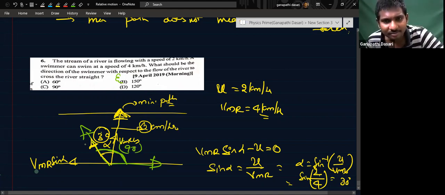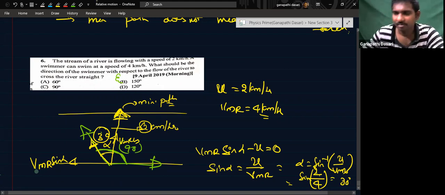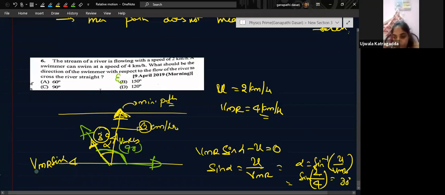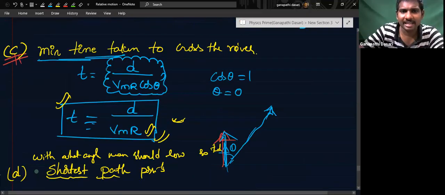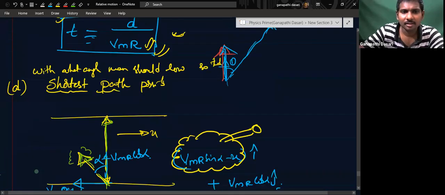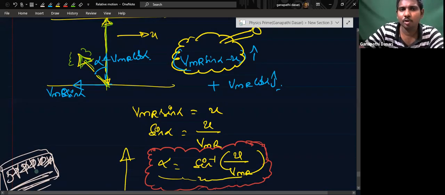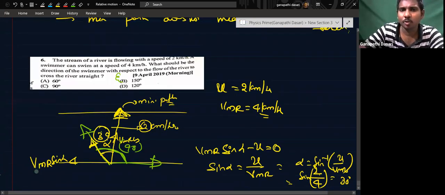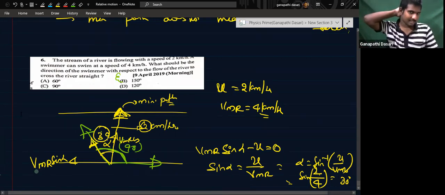Did you get the answer? Did you see the solution? This is similar to exactly this concept, the shortest path. Alpha is equal to sin inverse of U by V_MR, because he asked for a straight line. The same thing: sin alpha is equal to U by V_MR. U is 2, V_MR is 4. So 2 by 4 is 1 by 2. Sin inverse of 1 by 2 is 30 degrees. He asked with respect to the flow of the river, so this angle is 90 plus 30 degrees. The answer will be 150 degrees.